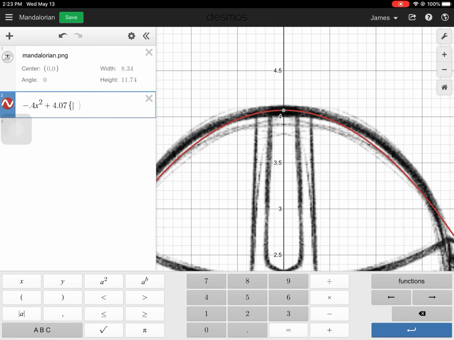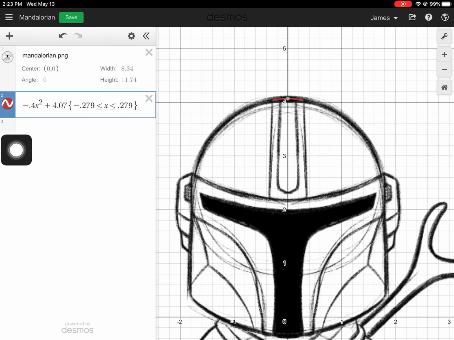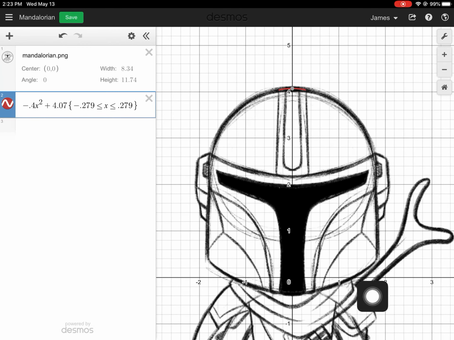You use the braces, and I think it was like negative 0.279, and you use less than or equal to x, less than or equal to... I forgot what I said on the other side. Let's just do 0.279. And what you can see is this cuts the domain. Remember, x is horizontal, so we're cutting it horizontally from negative 0.279 to positive 0.279. So we're cutting those off as far as the x values on the x-axis are concerned.